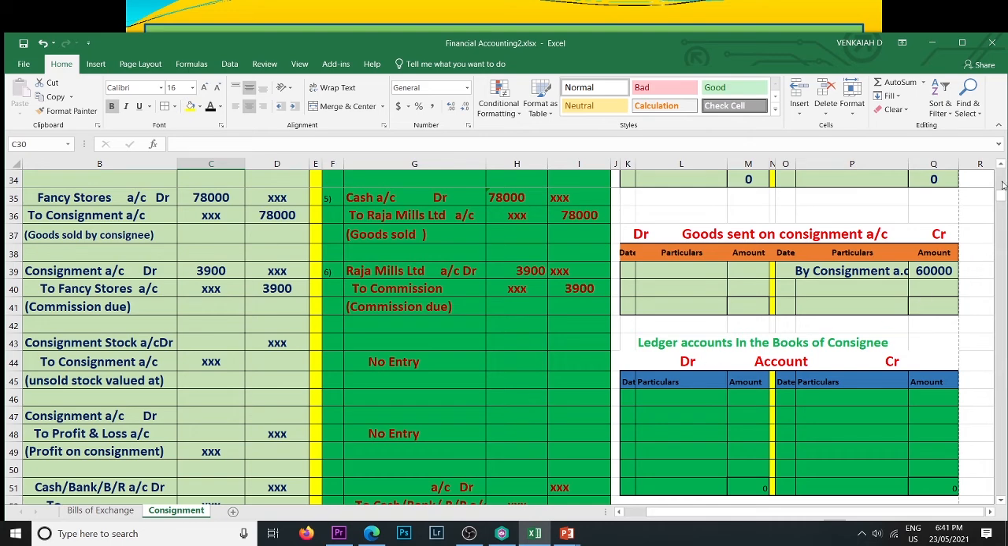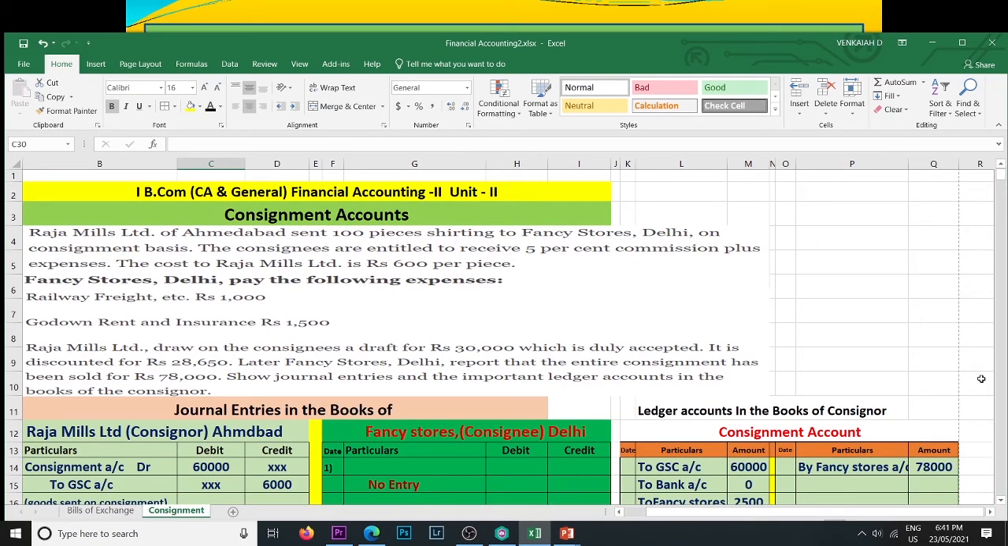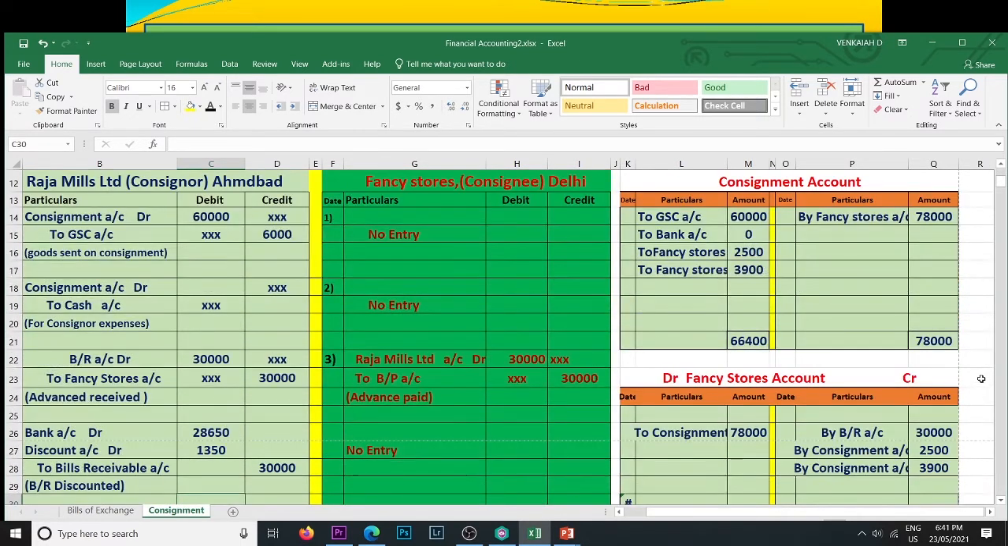So first we will close the first account, that is consignment account. Here 78,000 is the credit total and the debit total is 66,400. Minus this is equal to 11,600. If I post 11,600, it will also become 78,000. Okay, so this is profit to P&L account.